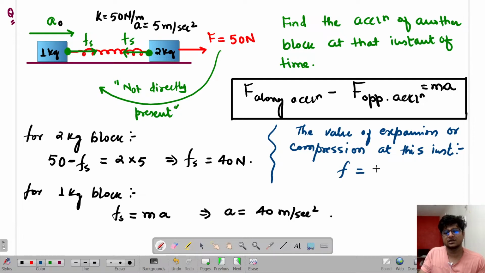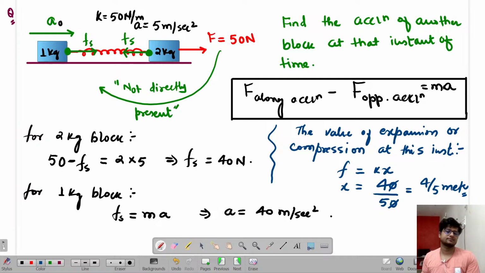F is equal to what? Kx. X is going to be how much? Force is 40 and K is how much? 50. So this is basically 4 by 5 meters. Clear or not clear? This is the idea of spring forces. This is how you are going to draw the spring force nature. Are you able to get me?